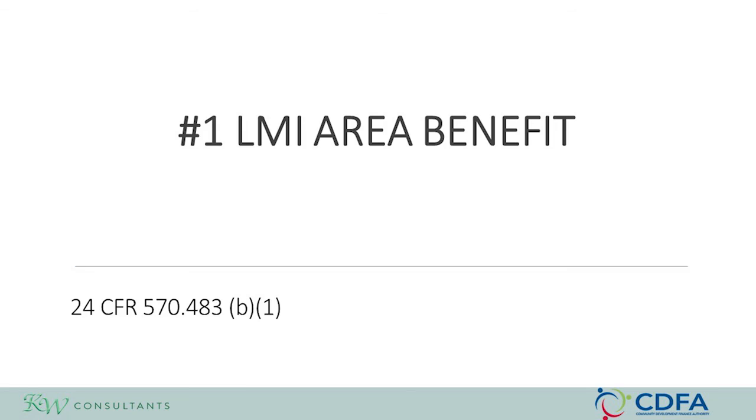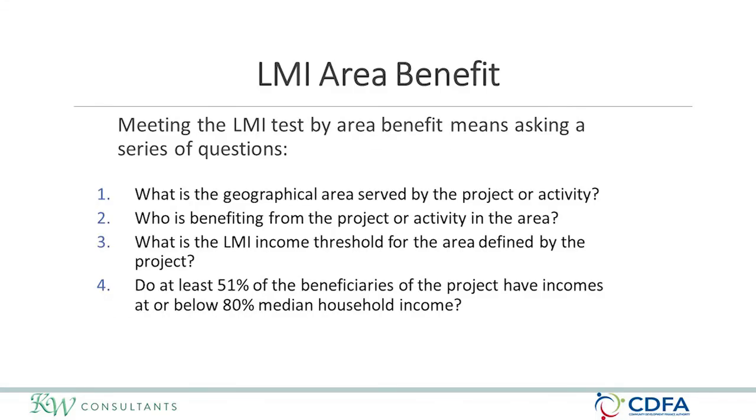LMI area benefit is our first way to meet the national objective of low to moderate income benefit. Meeting the LMI test by area benefit means asking a series of questions. What is the geographical area that's going to be served by the project or activity? Who are the people that are going to benefit from that project or activity in that particular area? What is the LMI income threshold for the area that's defined by the project? And then at least 51% of those beneficiaries, are they at or below 80% of the median household income?